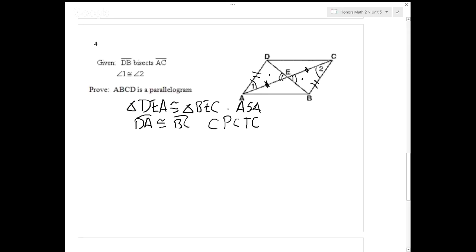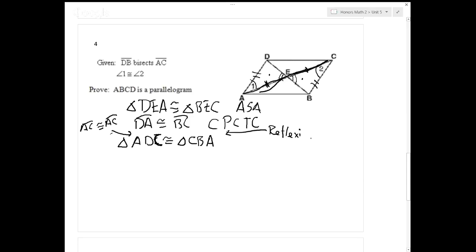And now from there, let's go with the big triangles. Let's go with triangle ADC. Why did I write either? ADC is congruent to triangle CBA. So it's like the top half, bottom half. What I see here is I got an angle at 1 and 2. I got the sides at DA and BC. What I also have here is AC. AC is in both of these triangles. So I'm almost going to sneak in here and say AC is congruent to AC. And that is reflexive property.